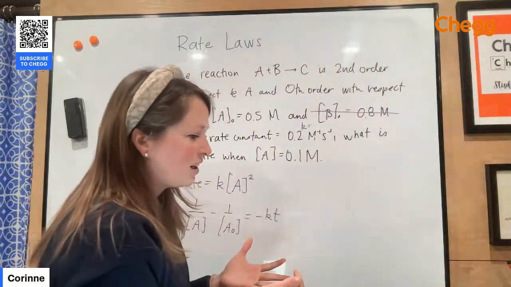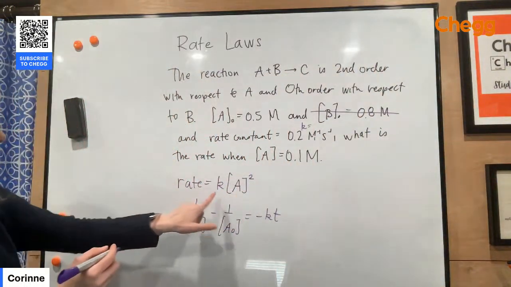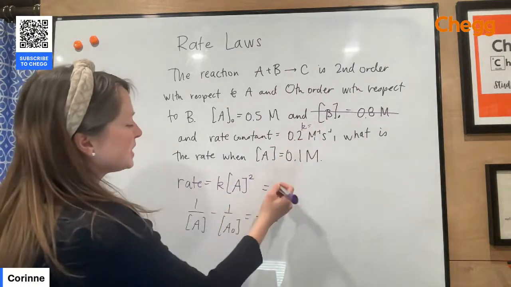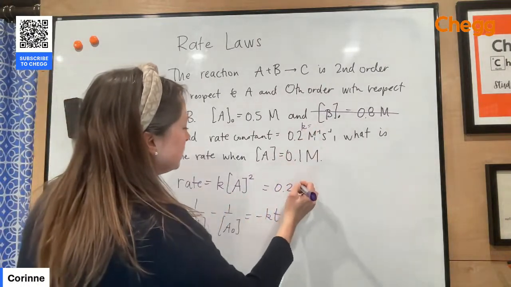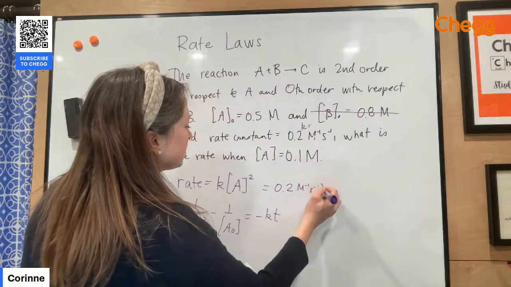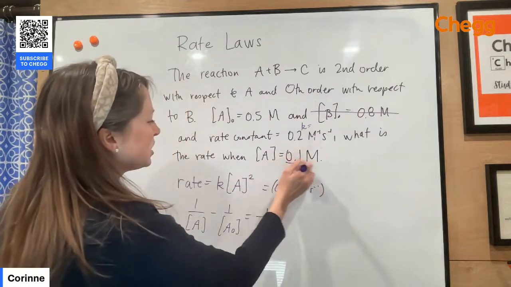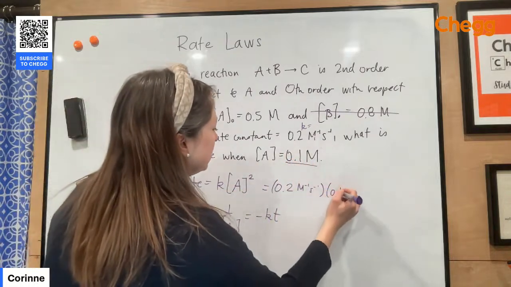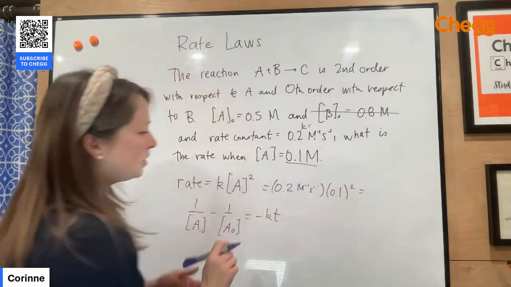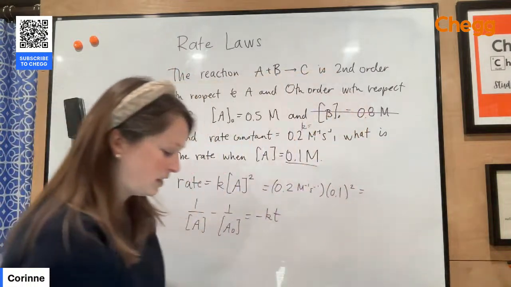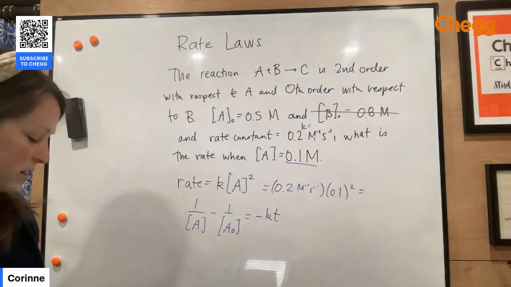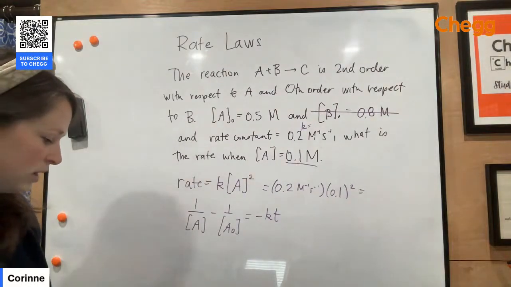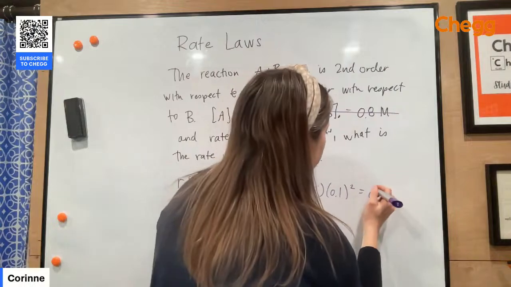So basically all we have to do is take that 0.2 times my concentration of A squared. I don't know what that is off the top of my head. 0.1 squared times 0.2 gives me 0.002.